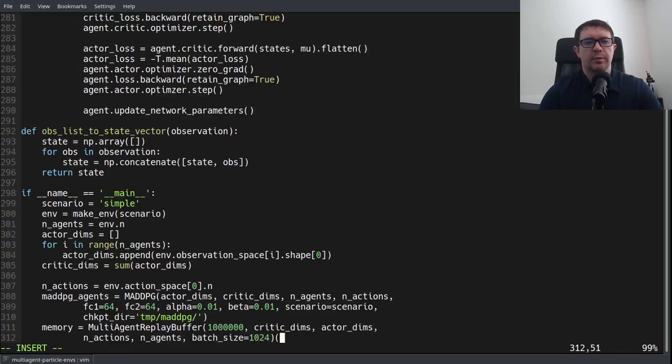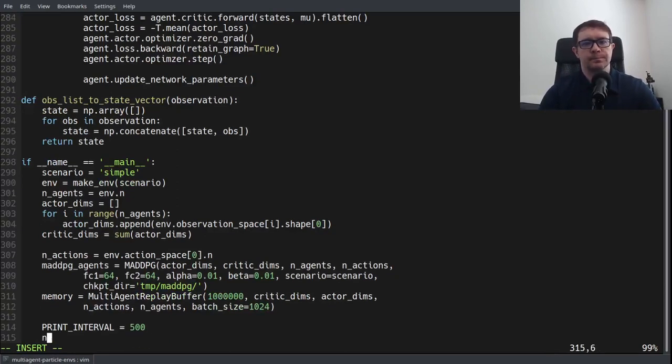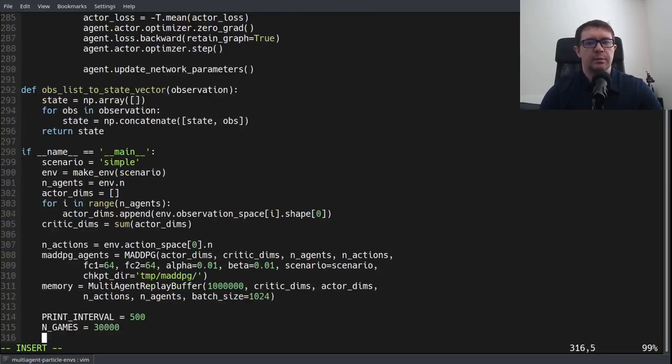And a batch size of 1,024. So we will need some more variables. Here we'll need a print interval, so we don't want to print all 25,000 games. Every 500 games we'll print something to the terminal. And games, we'll let it go for 30,000.